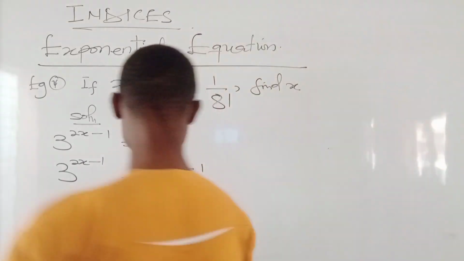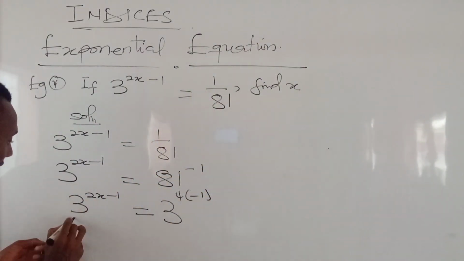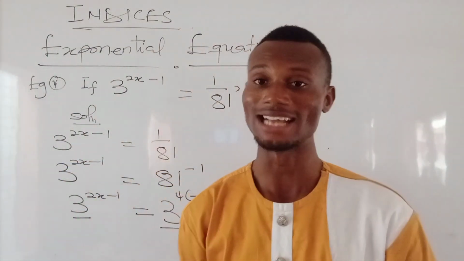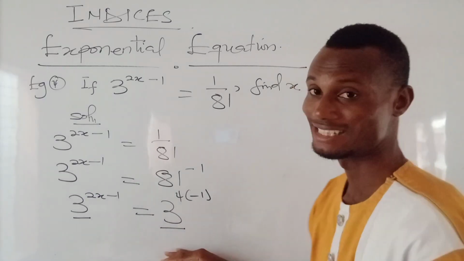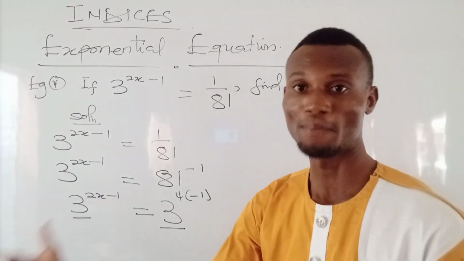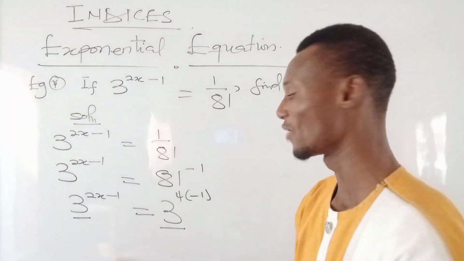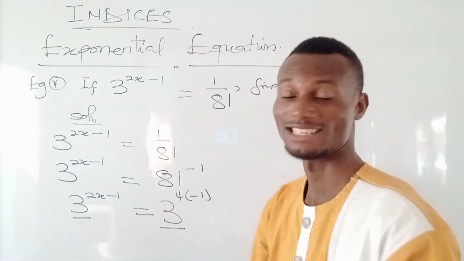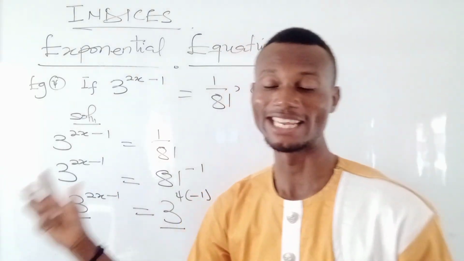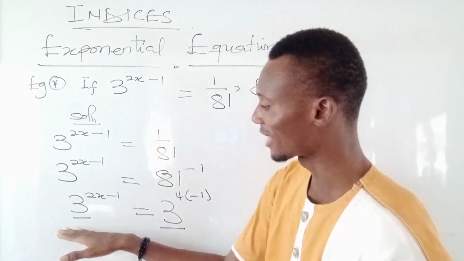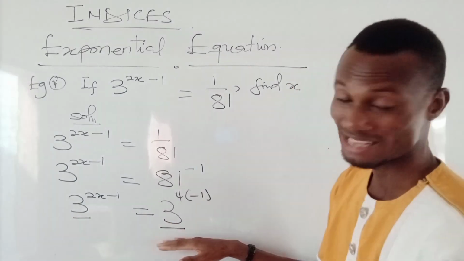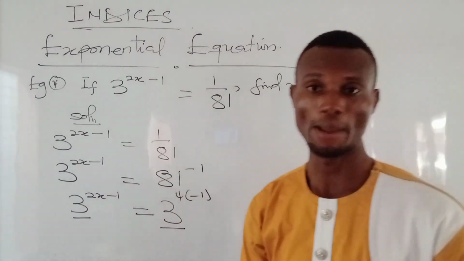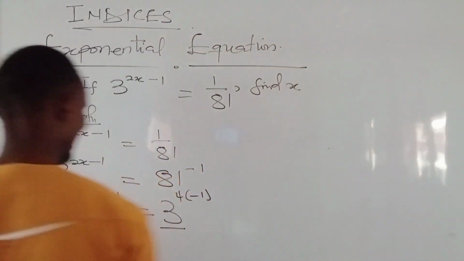Now we can see that the bases are the same. I have this 3 here, and this 3 is also here. The law says that if the bases are the same, we can equate the powers. I hope you remember we are applying that law that we have been using in the previous videos. This is 3, here is also 3, so let's go ahead and equate the powers.